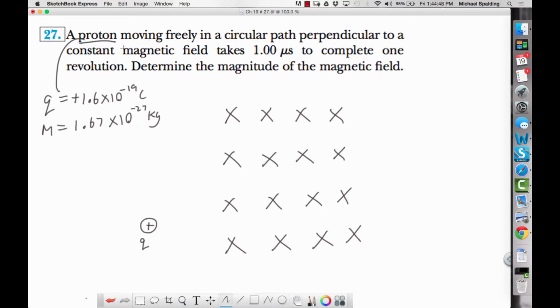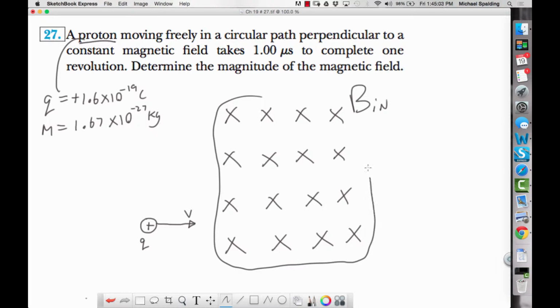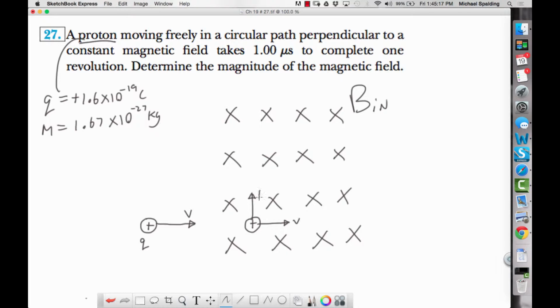So what happens here? It's moving freely in a circular path perpendicular to a magnetic field. So here's the situation. We have a proton that comes into this region where we have a magnetic field going in. This right here represents a region of magnetic field going into the page. And when the proton comes in, you use right-hand rule number 1. As we discussed, the velocity's to the right, and with right-hand rule number 1, we find out that the force is upward.